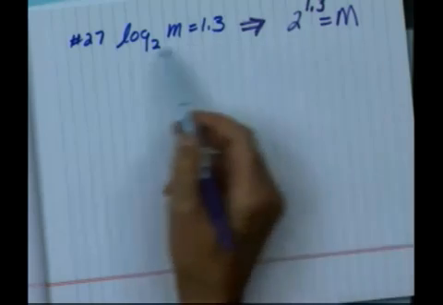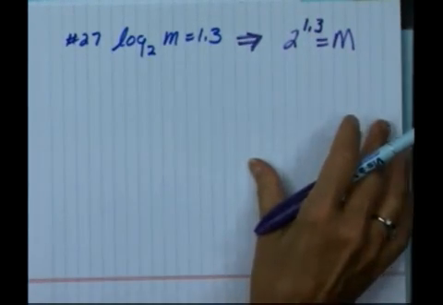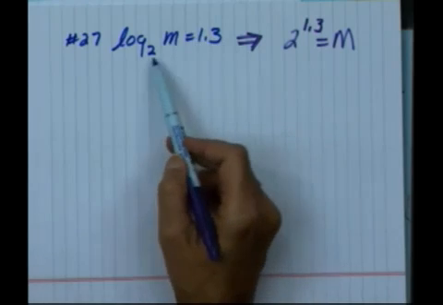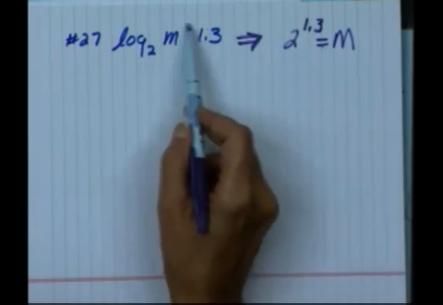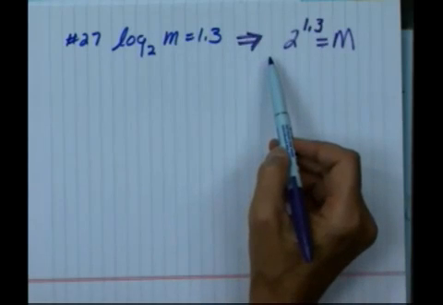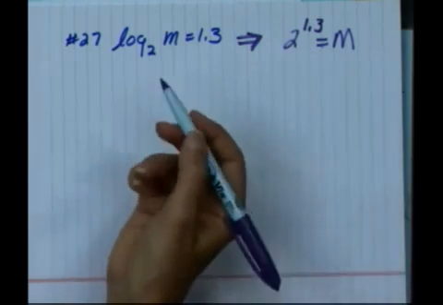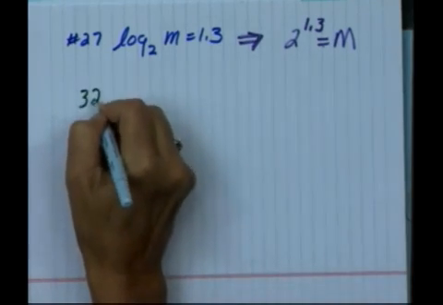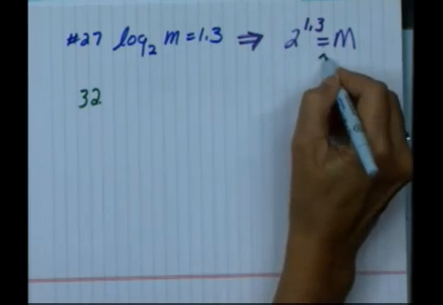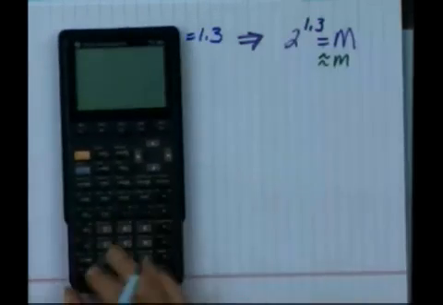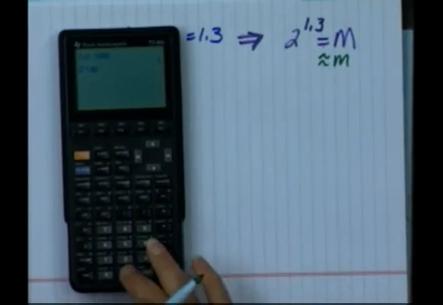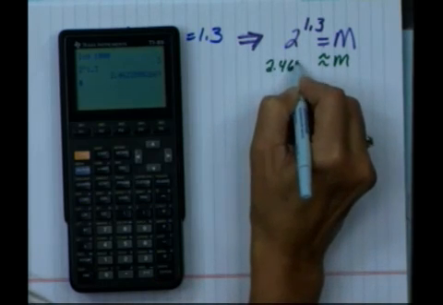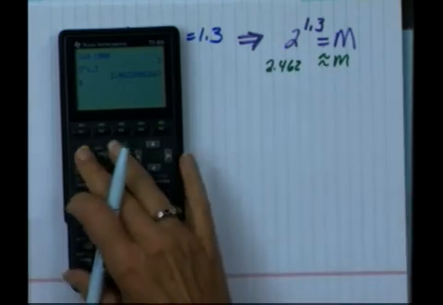These are equivalent equations. Log to the base 2 of m equals 1.3, so 2 to the 1.3 is equal to m. Everybody got it? By the way, you could put it in your calculator if you wanted to approximate m for some reason. We could say 2 raised to the 1.3, just to get a feel for what that is. That's about 2.462 approximately, if you wanted 3 decimal places.